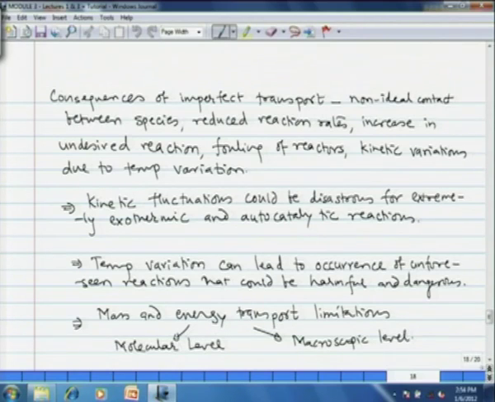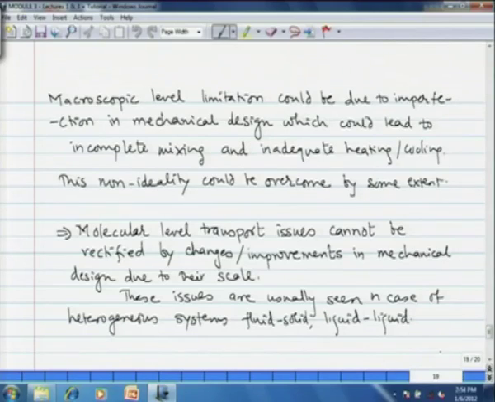The macroscopic level limitations could be due to the imperfection in the mechanical design of the reactor, which could lead to incomplete mixing and inadequate heat transport, or heating or cooling. Now, these kinds of non-idealities could be overcome to some extent, or sometimes even completely, by modifying the mechanical design of the reactor. The molecular level transport issues cannot be rectified by these kinds of simple changes or improvements like the change in the mechanical design, because the scale on which they occur is extremely small.